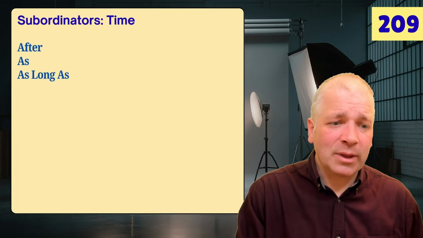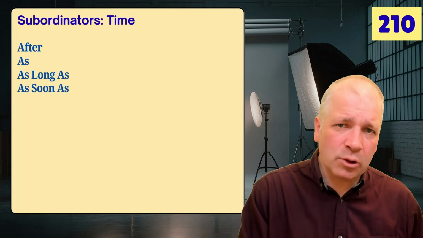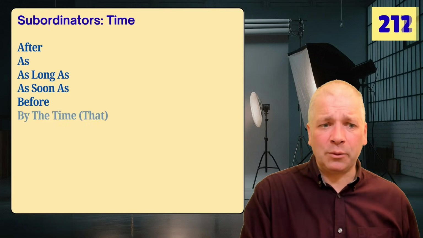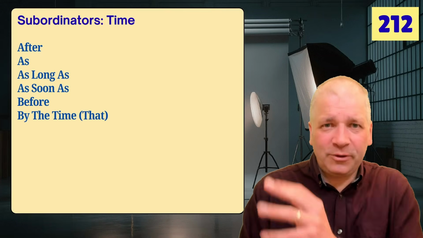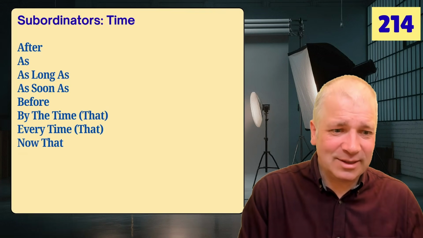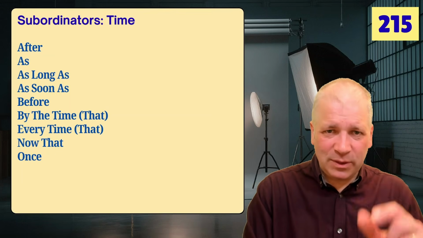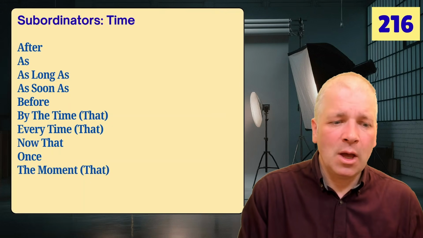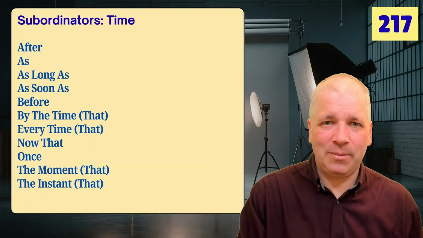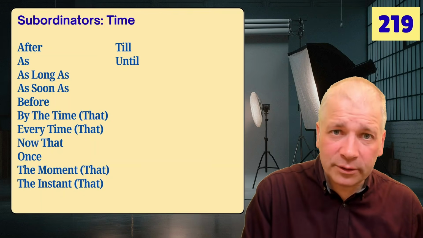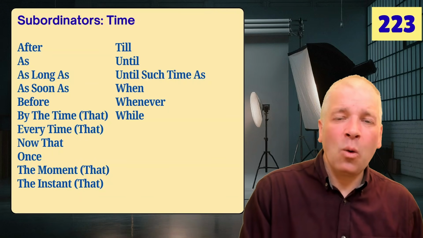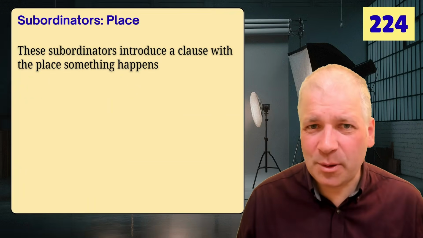As, the same time, as long as, soon as. Before means in the time past from the main clause. By the time that, up to this time. Every time, so that's repeated. Now that, present. Once, so at this particular time something will become true. The moment that, similar to now that, the instant that, the exact time. We can also use till, until such a time as, when, whenever, while, and that's the subordinators of time.